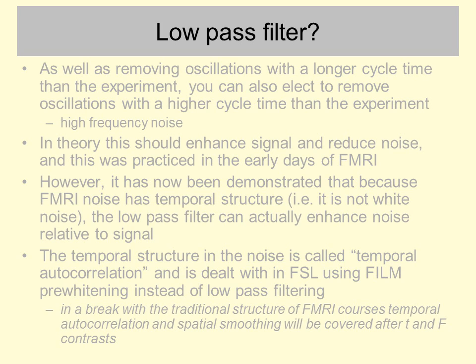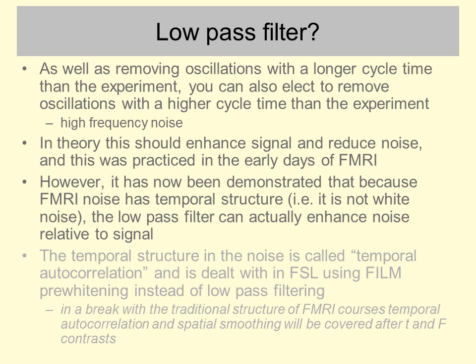Now, we saw in the example data from the human circulation balance that a low pass filter was very useful, because as well as removing oscillations with a longer cycle time than the experiment, you could use the low pass filter to remove oscillations with a higher cycle time than the experiment, i.e. that high frequency noise such as produced by heartbeat. Now, in theory that should enhance the signal and reduce the noise, and this is what people were doing in their analysis in the first few years after fMRI became popular as a technique.